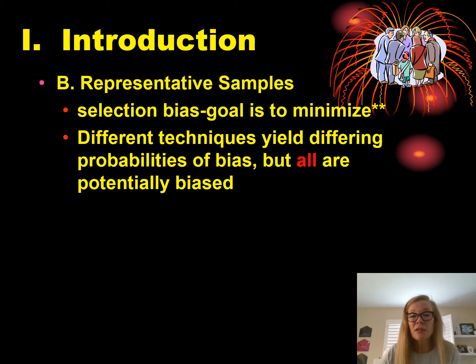So different techniques are going to yield different probabilities of bias. By probabilities, I mean we're only making a hypothetical guess about this. You don't know for certain, which is why we have to rely on what we know about these different sampling techniques. However, all these different sampling techniques are potentially biased. You can never be guaranteed that your sample is completely representative of the population. You can only use techniques that minimize bias, okay?